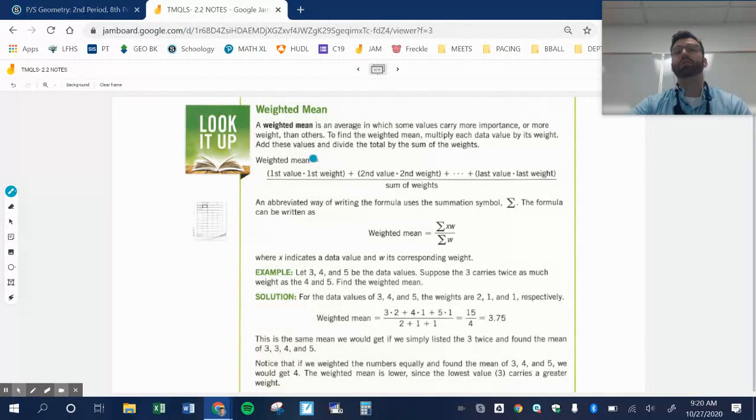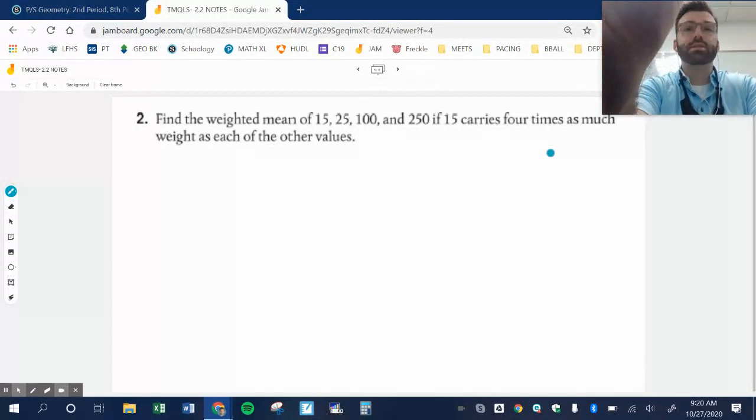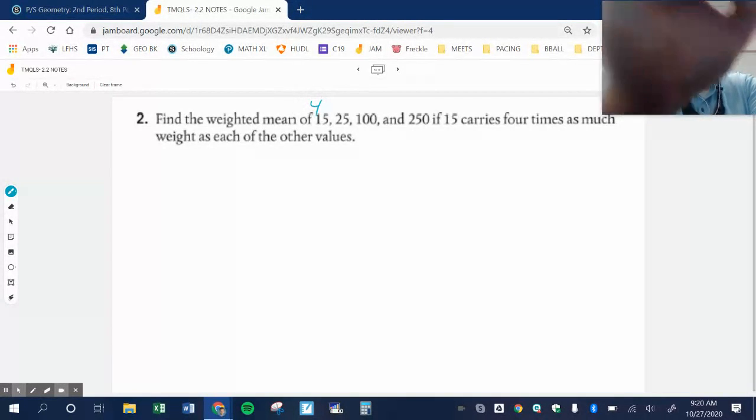So how do I calculate the weighted mean? Well, what I want to do is take my first value times the quote unquote weight that it carries. Second value times that weight. Third value times that weight, and so on and so forth. And then add up all and divide by all the weights added up. It's hard to explain that in words, so the best way to do it is to explain it with a problem. Find the weighted mean of 15, 25, 100, and 250 if 15 carries 4 times the weight of the other values. So 15 carries 4 times the weight as each of these other three.